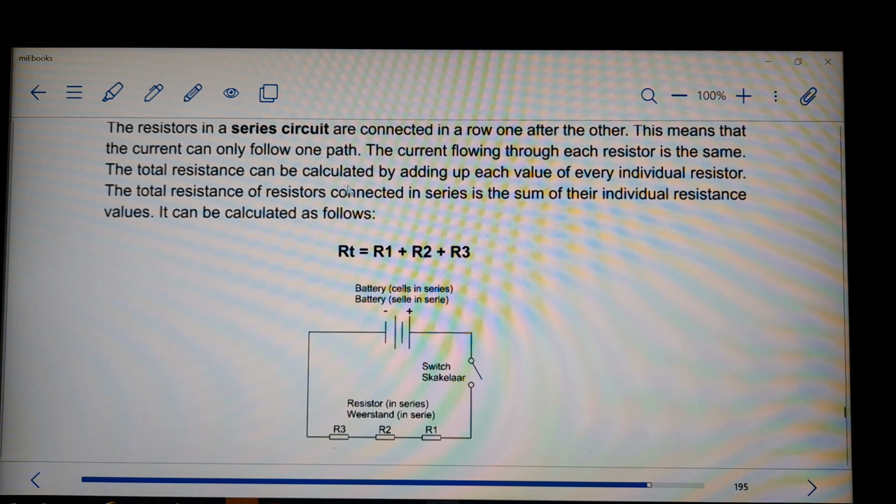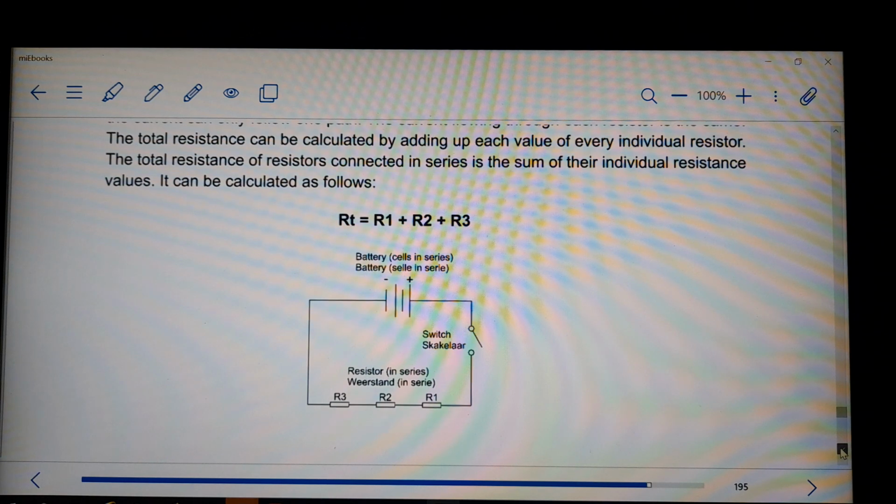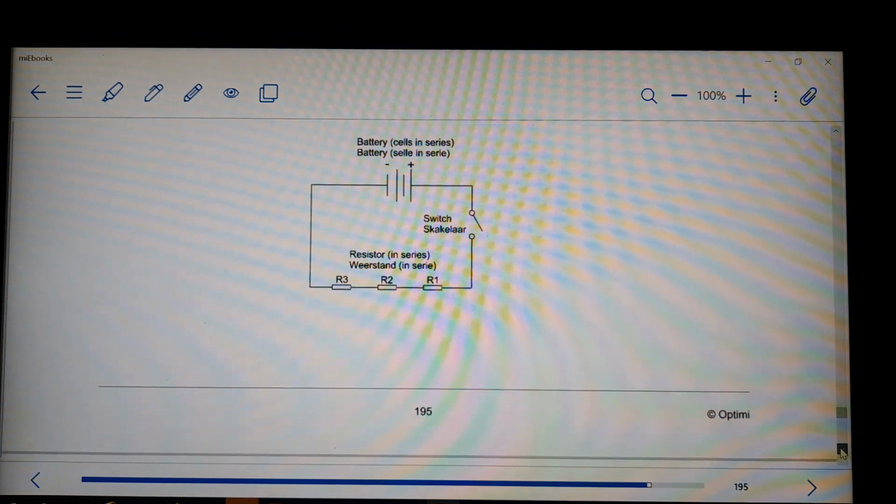The total resistance can be calculated by adding up the value of every individual resistor. The total resistance of resistors connected in series is the sum of their individual resistance values. It can be calculated as follows. So total resistance, which is RT, is equal to R1 + R2 + R3. We know that resistance is measured in ohms. We have covered it in one of the previous lessons. So this is how we calculate total resistance in a series circuit.